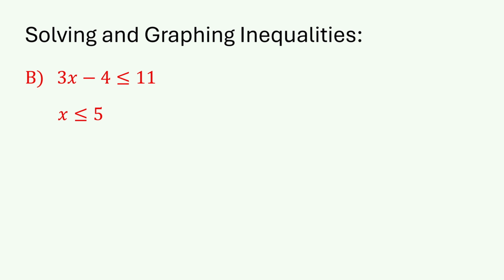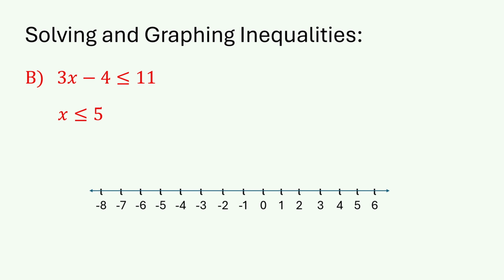Now we will put this inequality on a number line. This is a number line. This is positive 5. This is the inequality symbol. So x is less than or equal to 5. And this circle is closed because x can be equal to 5.